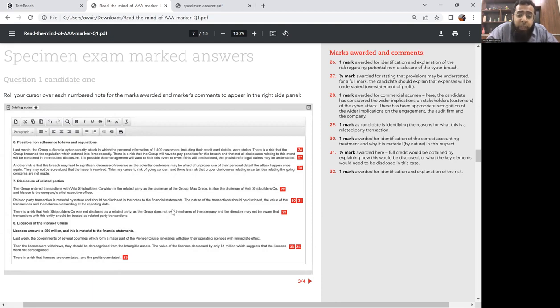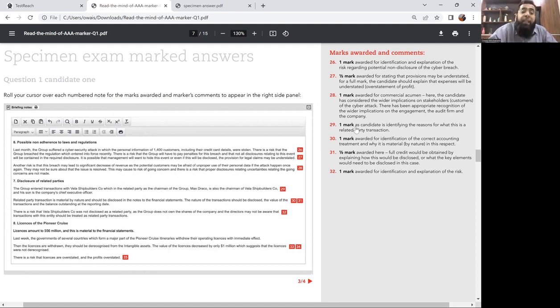So if you just look at it, such a brief and a very good point he drafted. 1 plus 1 plus half plus 1. The examiner gave him 3.5 marks in this quiz. Okay, because he explained the standard, he explained the treatment. In related party, there were 2 issues. One was identification and one was disclosure.